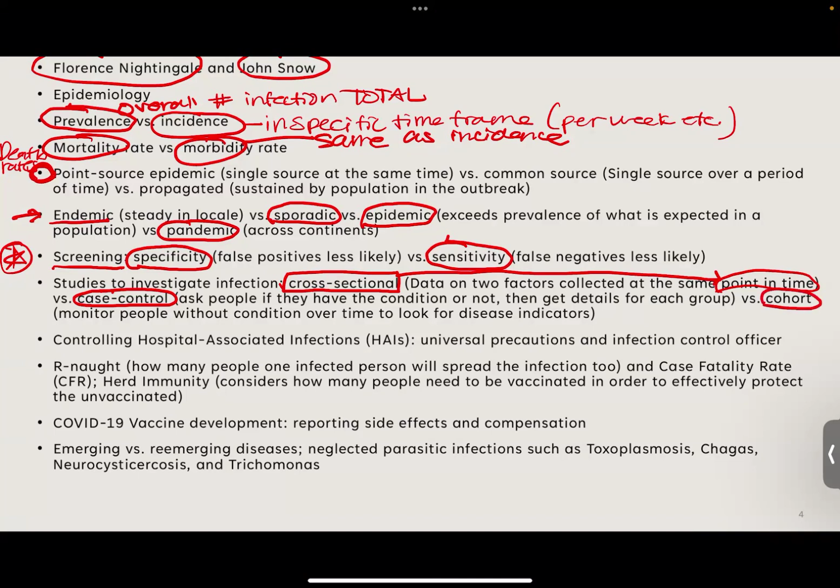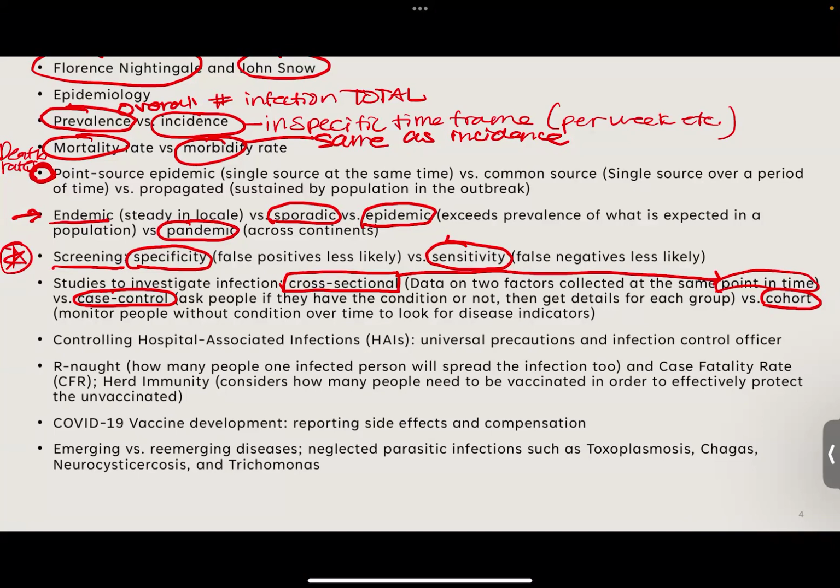A cohort study is a long-term study where you would take people that, this is the easiest one for people to understand. Let's take people who are non-smokers and people who are smokers and follow them over 20 years. How many of the smokers got lung cancer and how many of the non-smokers got lung cancer?